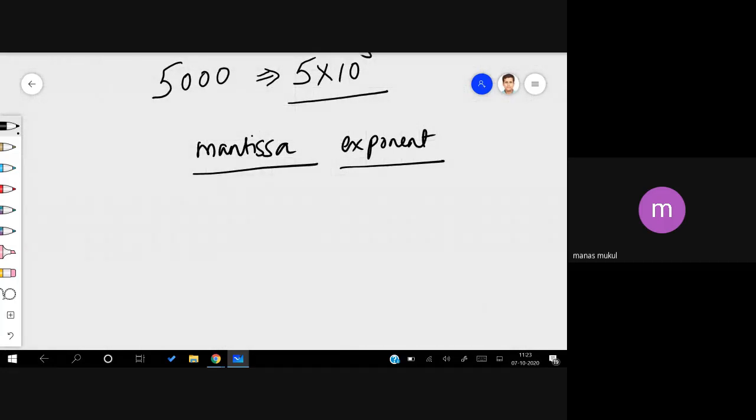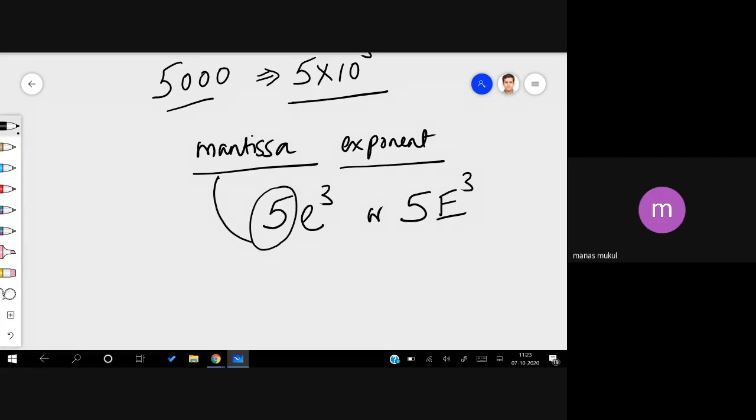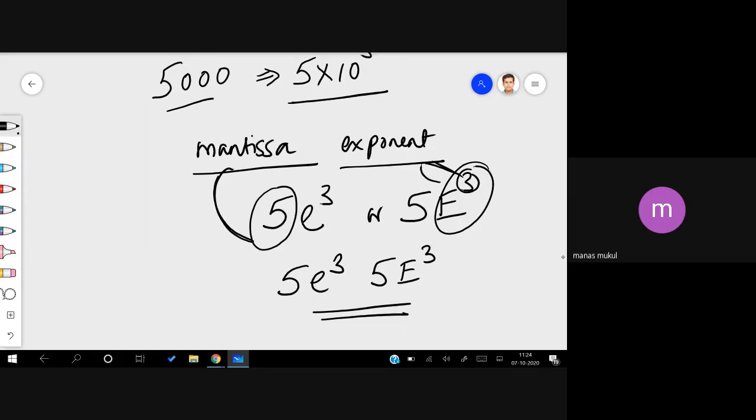So how is this represented? In C, you have an option by which you can format a number in scientific notation. Normally, 5000, which was written as 5 into 10 to the power 3, is also represented as 5e3 or 5E3. The meaning is the same. What we are saying is that 5 is the mantissa and 3 is the exponent. Small e or capital E, both are the same.